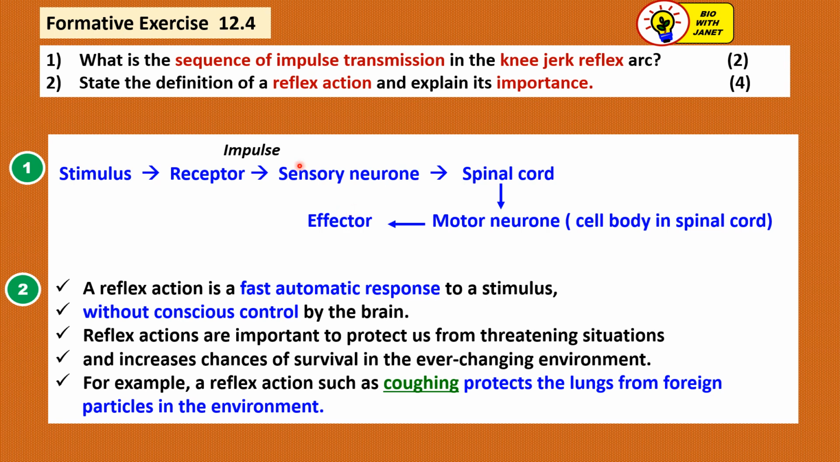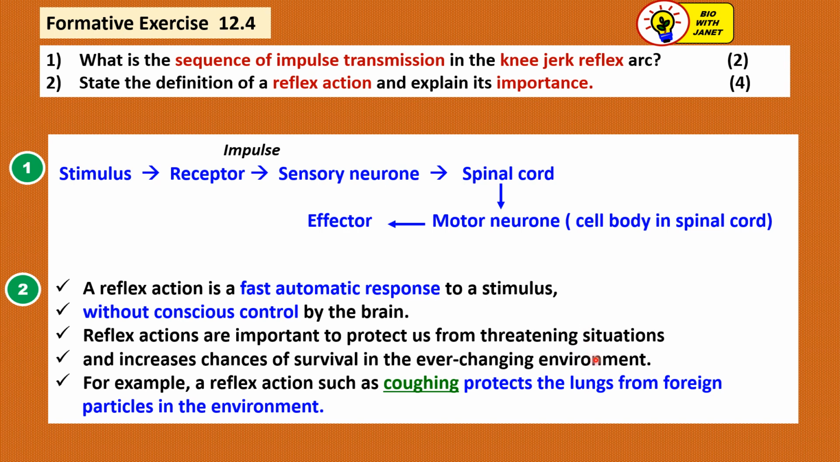Okay. And then secondly, number 2, state the definition of the reflex action and explain its importance. So you have to memorize this definition. Okay, a reflex action is a fast automatic response to a stimulus. That's 1 point, without conscious control by the brain. 2nd point. Now, its importance. You can give 2 points related to importance and then an example.